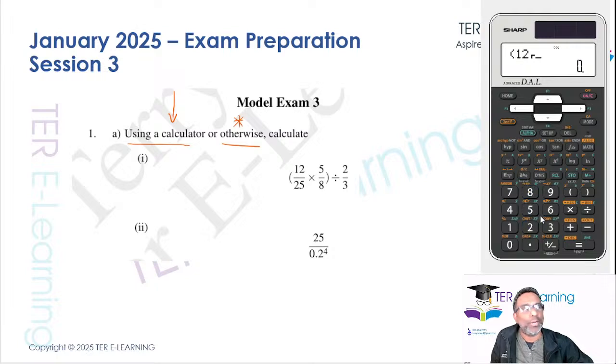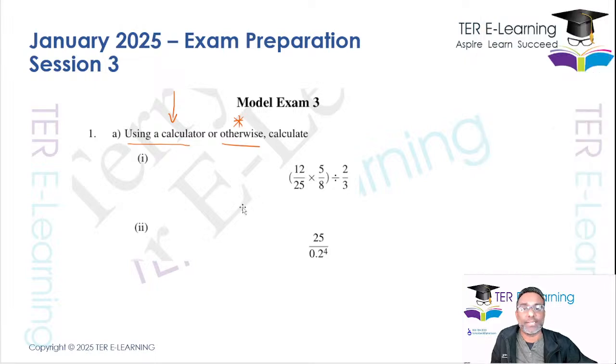So it's going to be 12 over 25, and you're multiplying that by 5 over 8, close brackets. So you're going to close the brackets here, and then we're going to divide this by 2/3, and we're going to get 9 over 20. And what CSEC is concerned about here is just the answer. So we're just going to put 9 over 20 as our answer in this case.